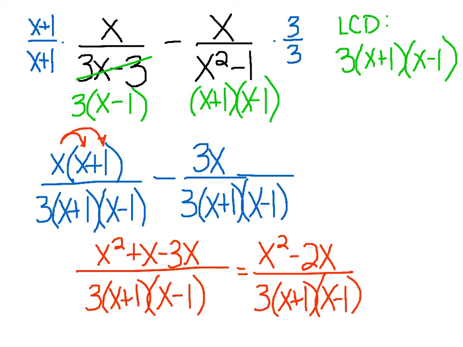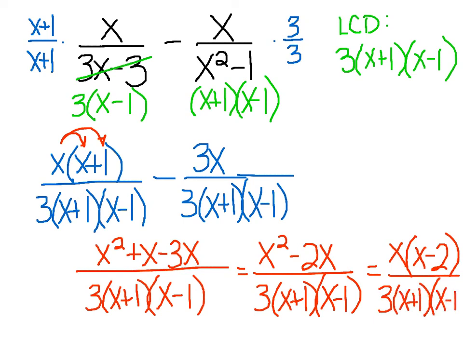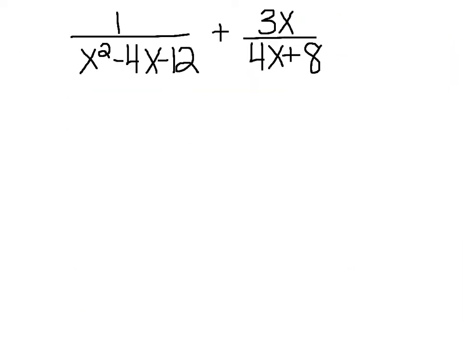And then to simplify that even further, I'm going to take out an x, and I'm left with x minus 2 over 3 times x plus 1 times x minus 1. Since I can't simplify anything further, that is my final answer. Alright, finally I want you to pause the video and try this problem on your own.